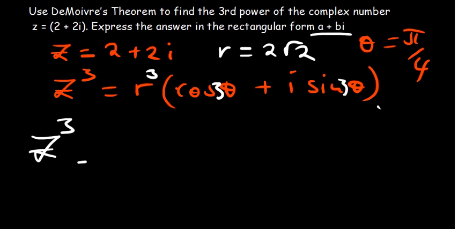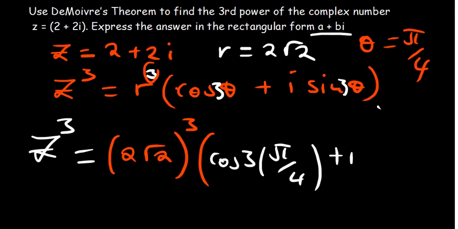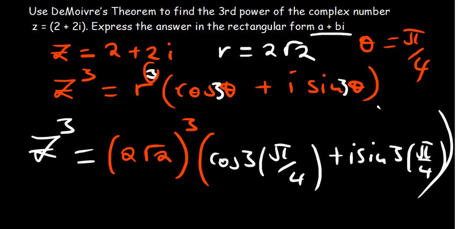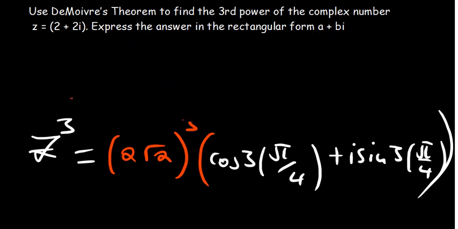So Z cubed, our R value is, sorry, it's 2 root of 2. That is our absolute value. So to the power 3, open brackets, we have cos 3 pi over 4 plus i sine, the same 3 pi over 4. Alright, so we do have it in that simplified form now. What would you want to do now? Let's try to simplify it further and find it in the form of a plus bi.